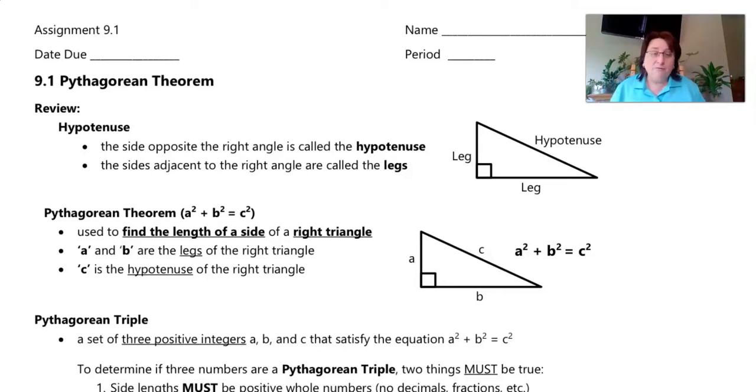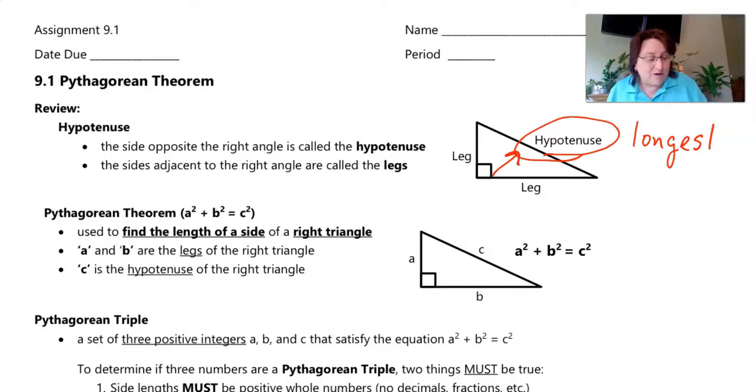Okay, now I want to review with you guys just so that we're all on the same page. Just as a reminder, ladies and gents, the hypotenuse over here is always, always, always opposite of the right angle. And it's always, and you guys can write this down, it's always, always, always the longest side. Okay, that's something you're going to need to remember.